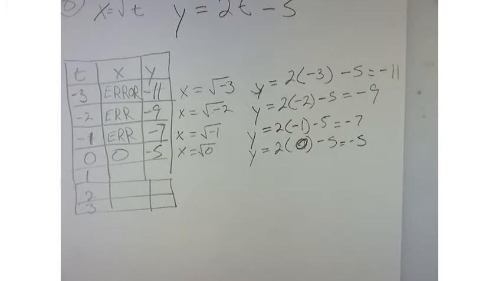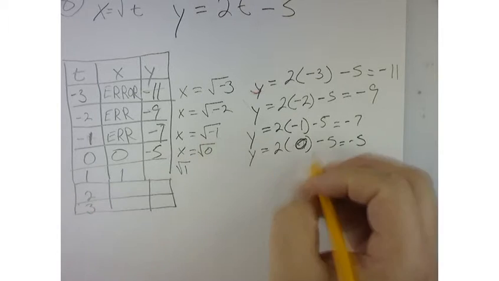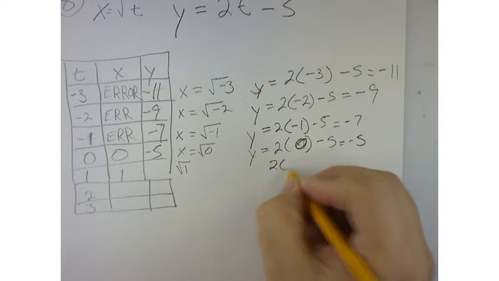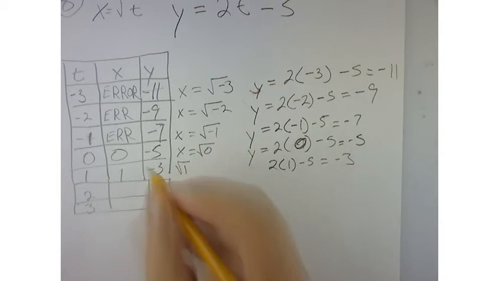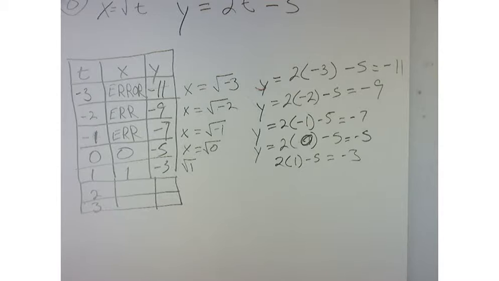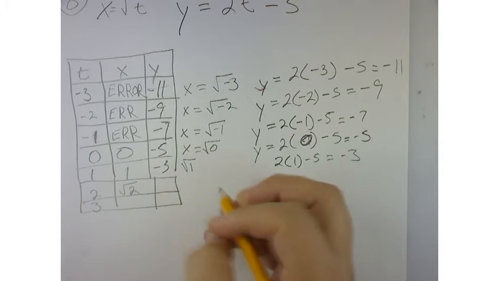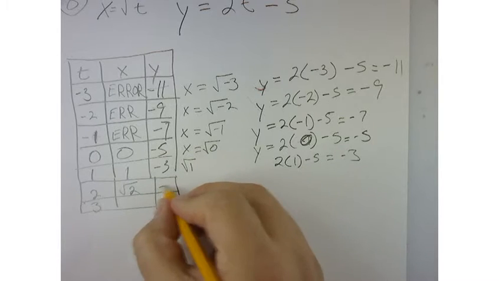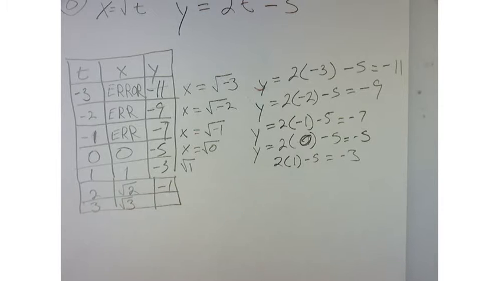Okay. This would be the square root of 1, which is just 1, and then this one would be 2 times 1 minus 5, which would be -3. And so if I were to plug in 2, I get the square root of 2, and then 2 times 2 minus 5, that would be -1. This would be the square root of 3, and then 2 times 3 is 6 minus 5 is +1.